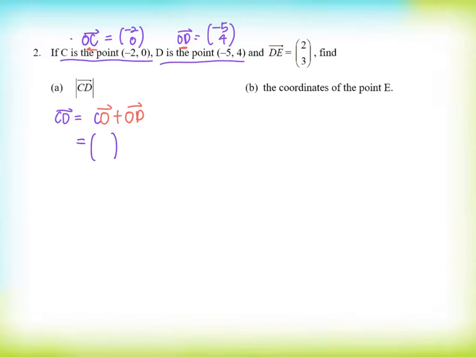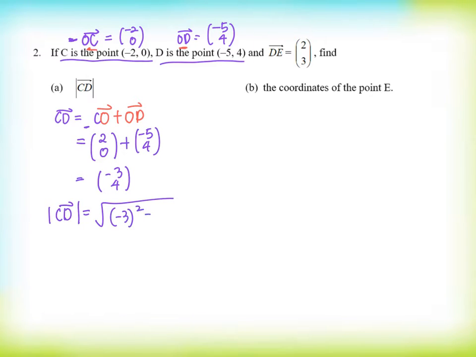Oops, this is OC, and this is CO. What's the relationship? Well, they are negative of each other, going in the opposite direction. And I'll have OD to be (-5, 4). So therefore, our answer is (-3, 4). And the magnitude of CD will be taking the square root of (-3) squared plus 4 squared, and that will be a magnitude of 5 units.